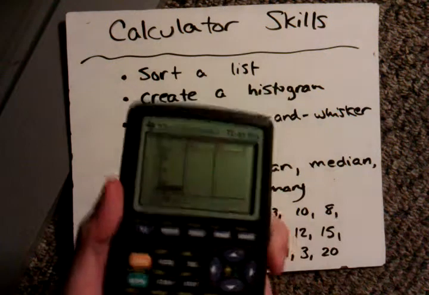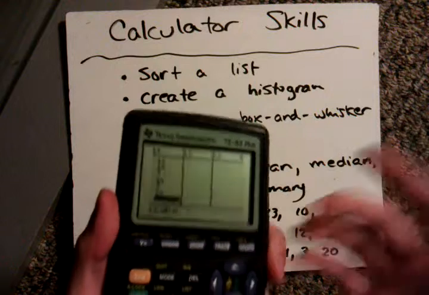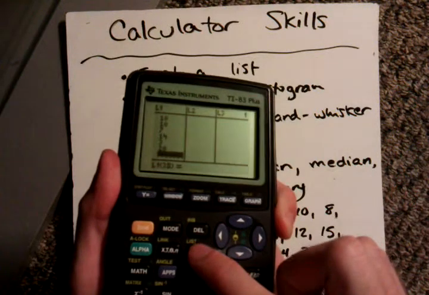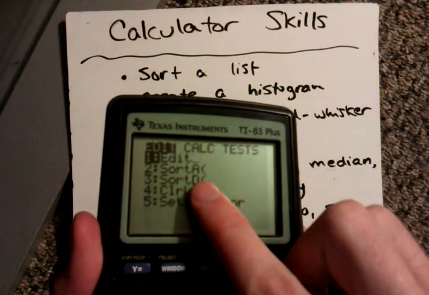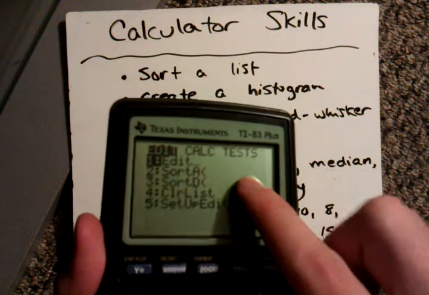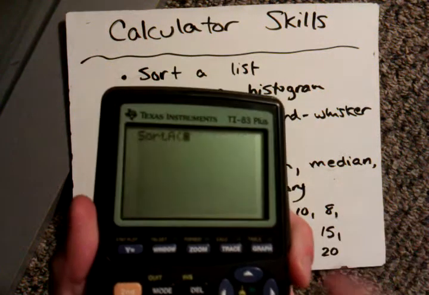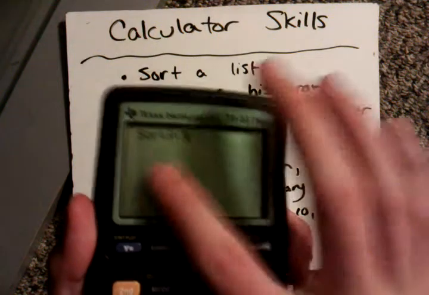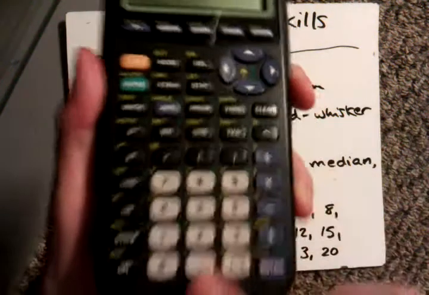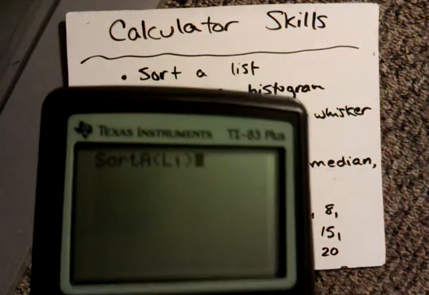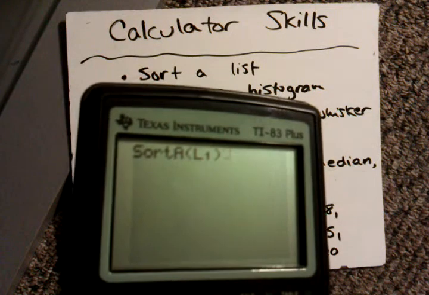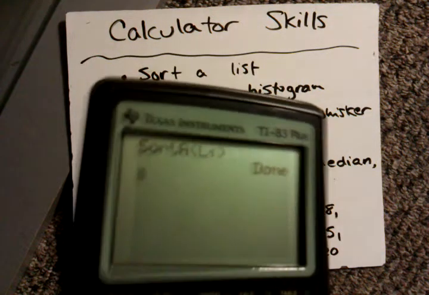So the first thing I want to show you is just how to get this stuff to be in order from least to greatest. So to do that, we're going to go back to stat, and it's the number 2, sort A. The A stands for ascending, as in from least to greatest. You select sort A, and then you want to pick down here that we want to sort column L1. So that's second, and then the 1 key if you're dealing with a TI-83. So we want it to sort column L1 in ascending order. So we hit enter, it'll tell it did it.